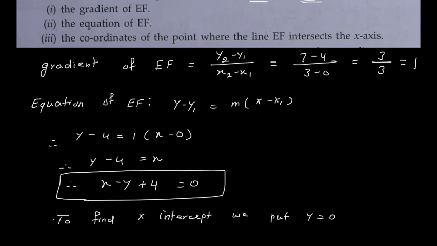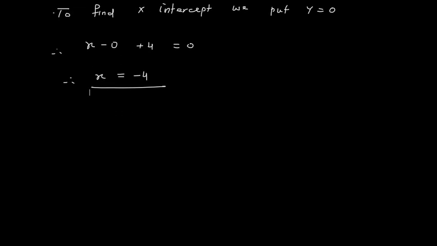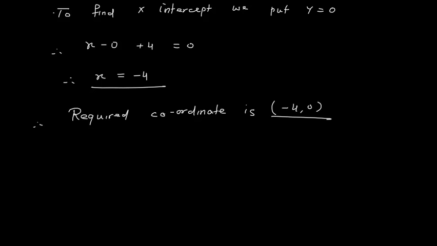So the equation gives x is equal to minus 4. The problem asks for the coordinate of the point. So therefore the required coordinate is: x coordinate is minus 4, y coordinate is 0. So minus 4 comma 0.